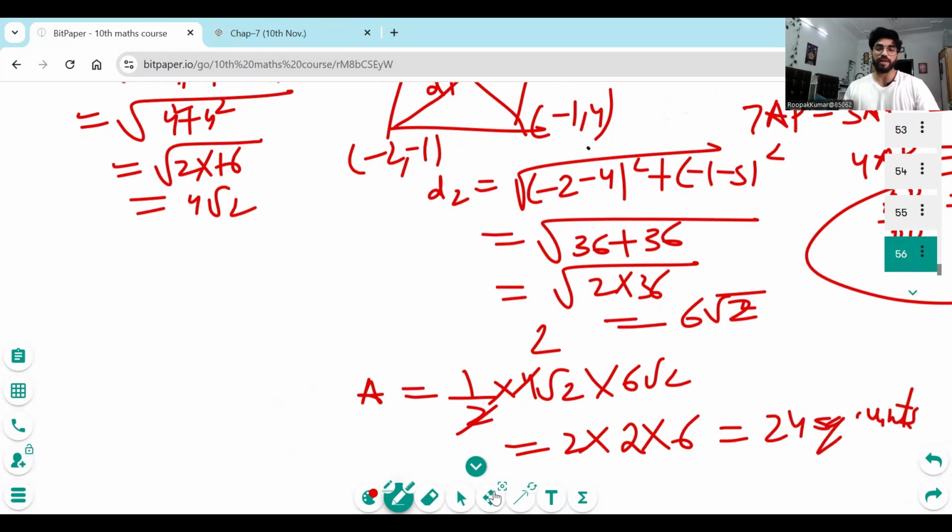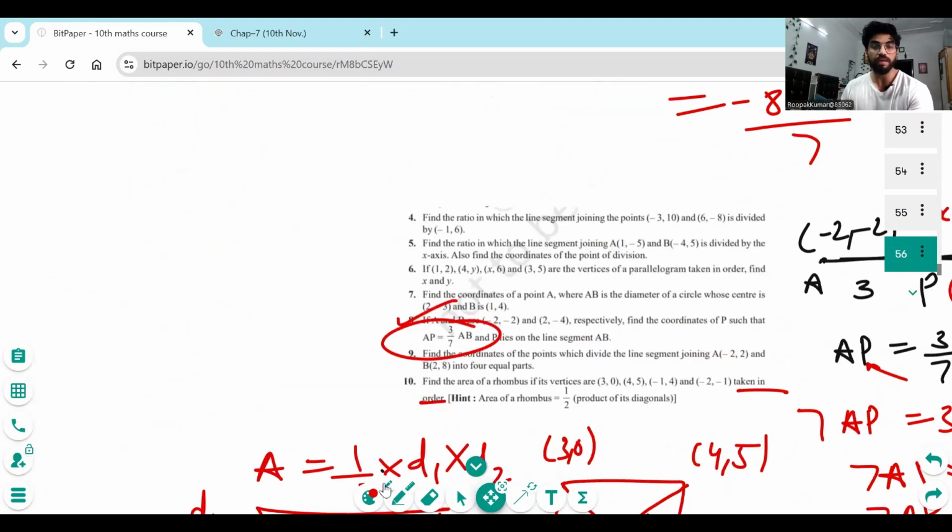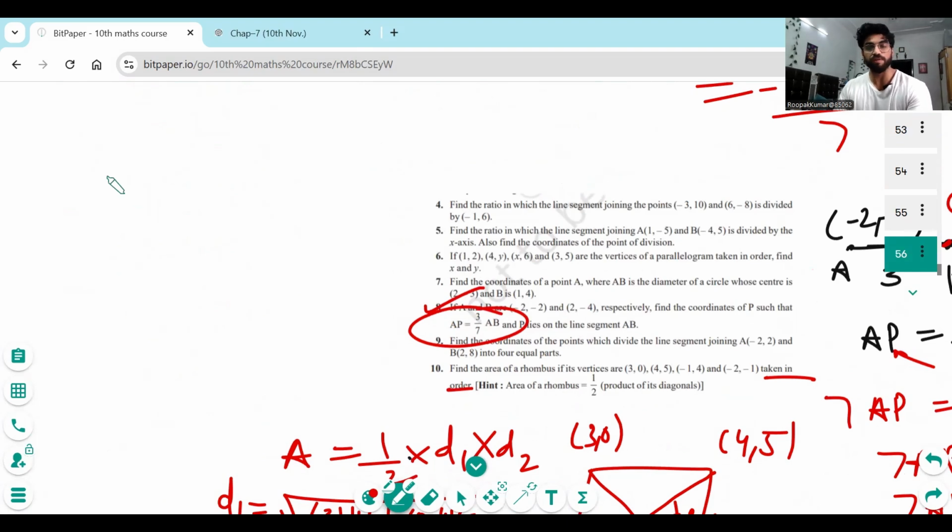And that finishes our exercise in the chapter. All the examples we have also done, whichever needed to be done. And now in the next video, we'll be doing the examples of coordinate geometry. Thank you very much.